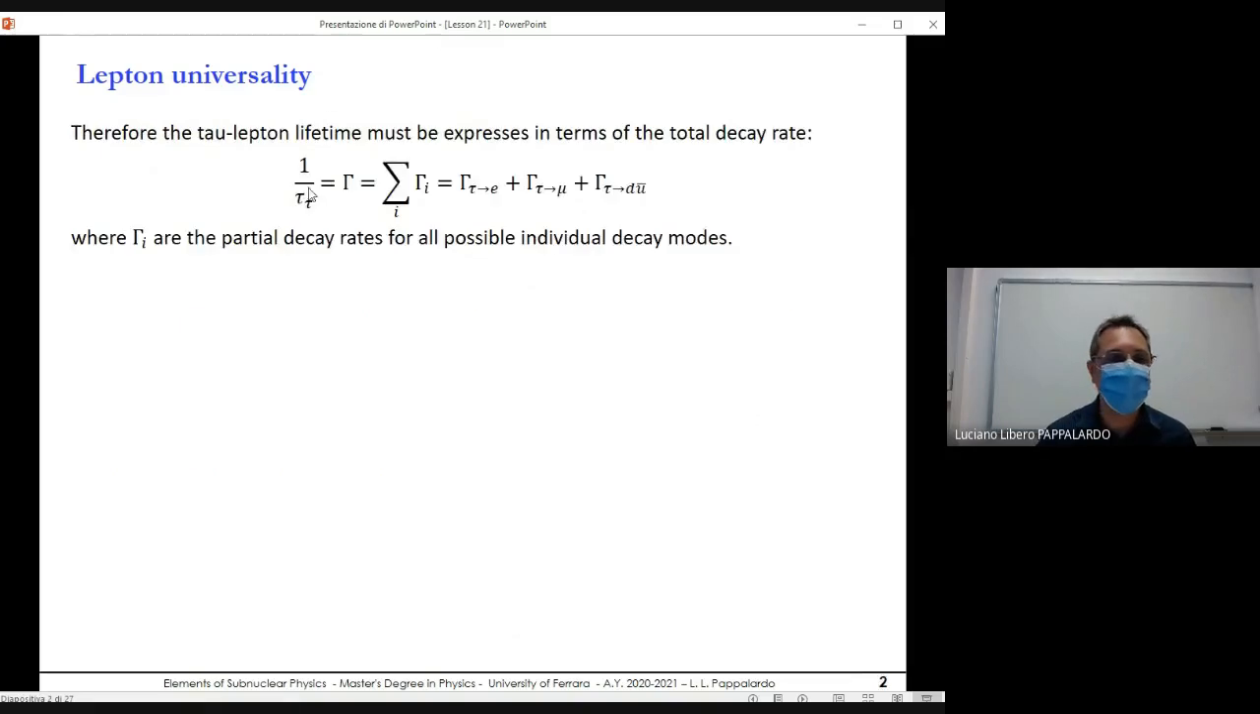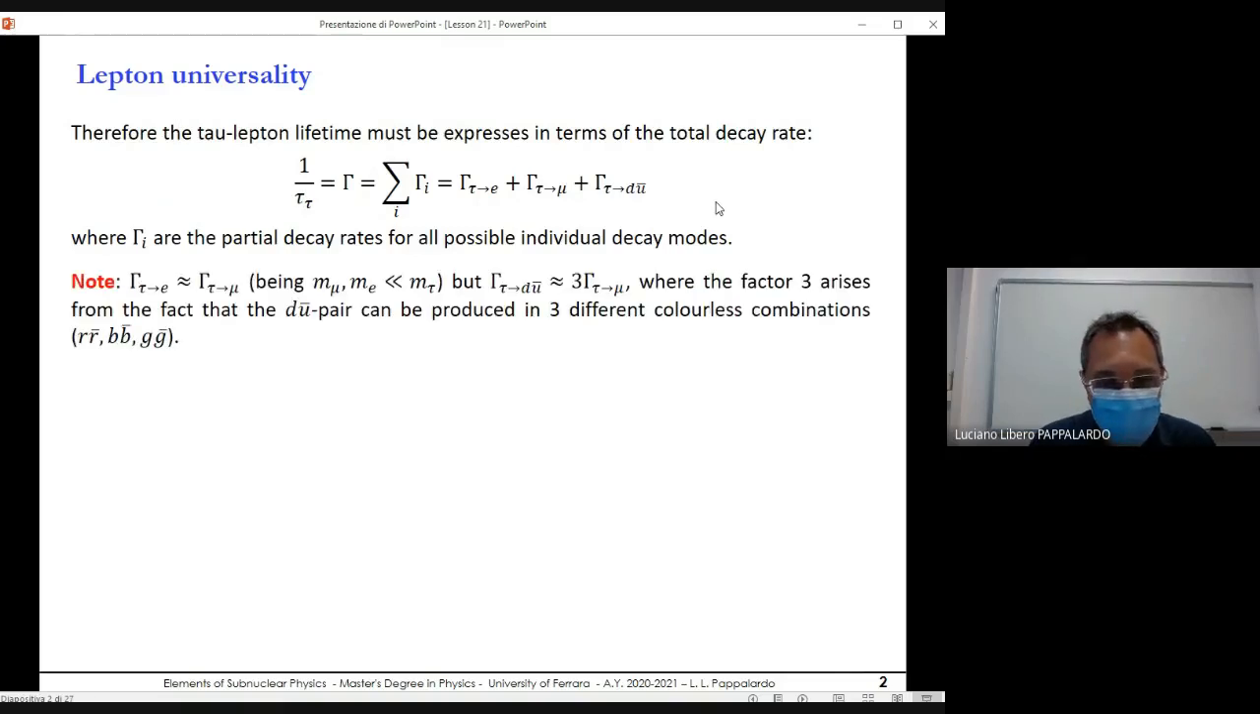So given the large mass of the tau, it has the possibility to decay in many more different modes. And so when calculating the decay time of the tau, or the total decay width of the tau, one has to sum over all possible partial decay widths for all possible decay modes, to the electron, to the muon, and in general to mesons. This can be pions, can be kaons, in case you have an s quark here, etc.